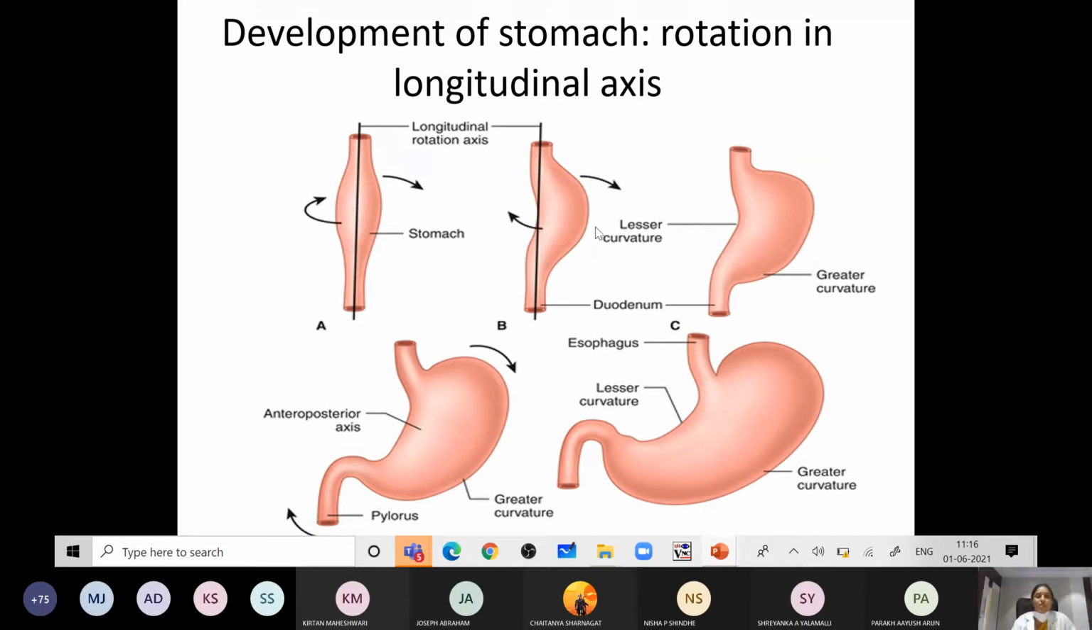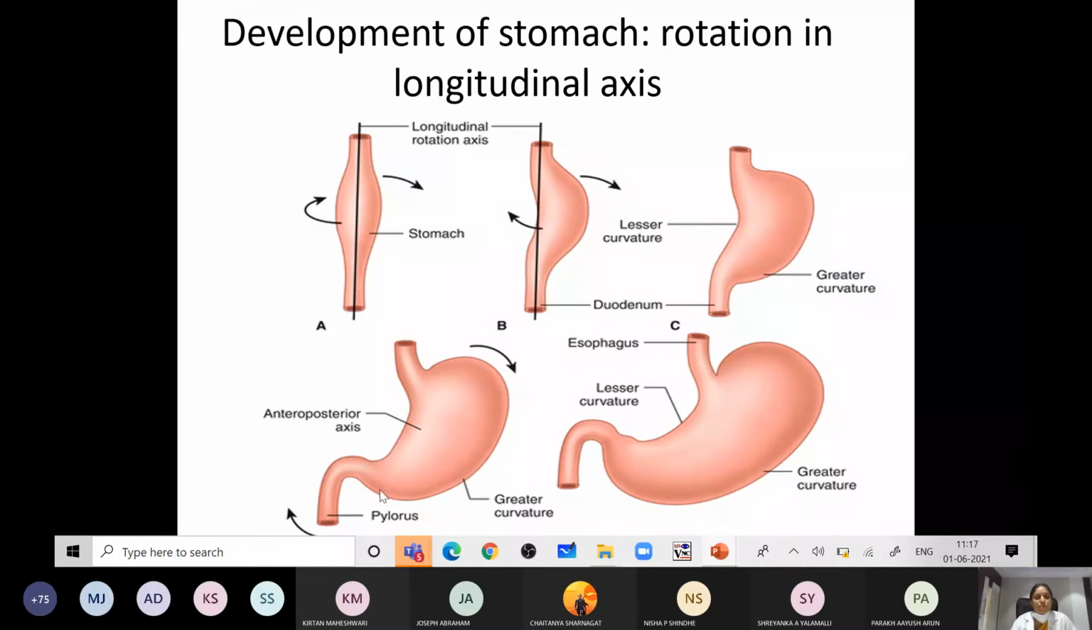Clear? Now, when you are observing like this, there is a differential growth in the borders. You can see that the left border is growing very rapidly compared to the right border. So this left border grows very rapidly compared to the right, and this becomes the greater curvature of the stomach. Clear? Then the right border, this one, becomes the lesser curvature of the stomach. Clear?